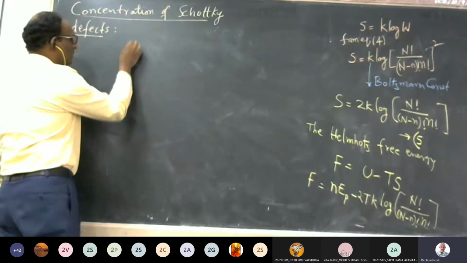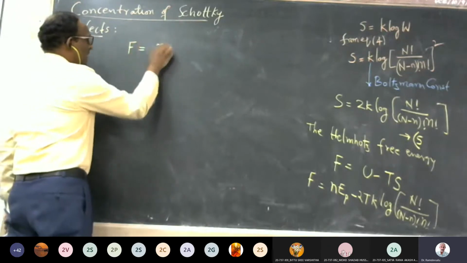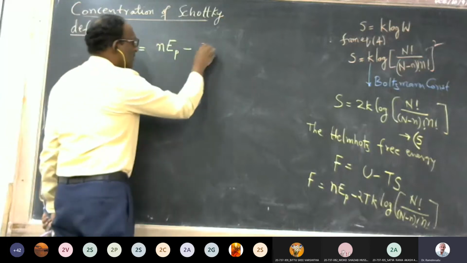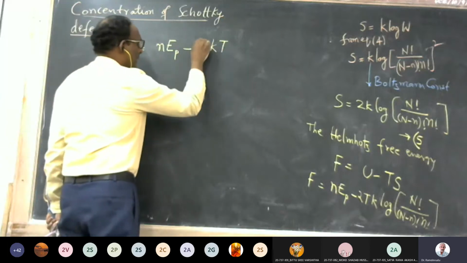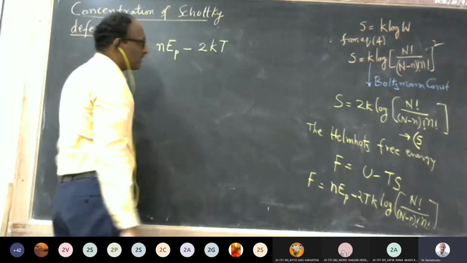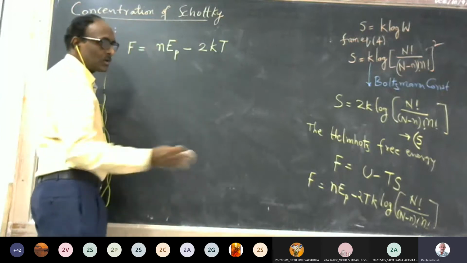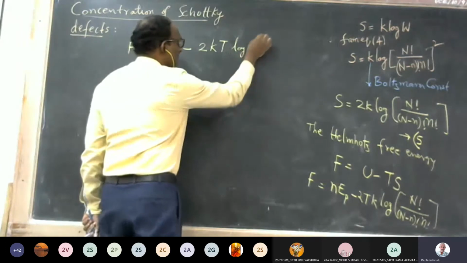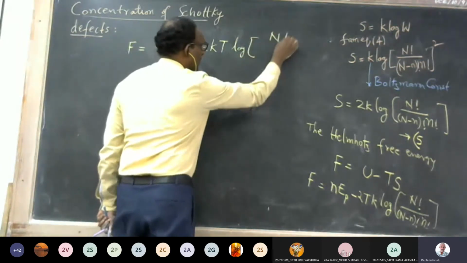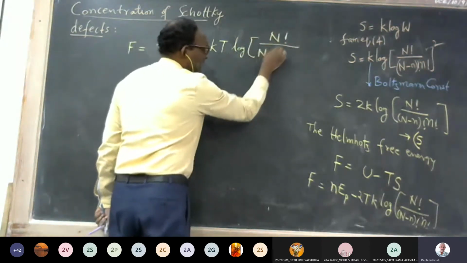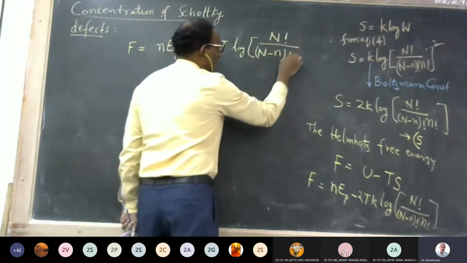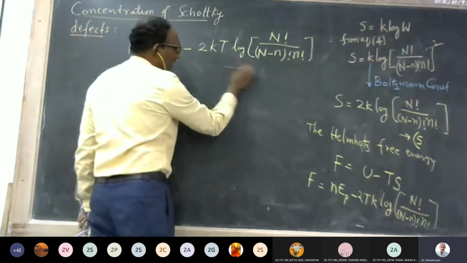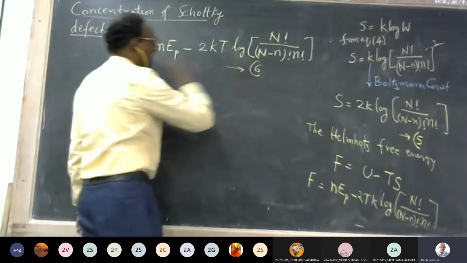So F is equal to n_i E, that is the internal energy, minus 2kT, where k is the Boltzmann constant, T is the temperature at which you are calculating this, times log of n factorial by (n minus n_i) factorial into n_i factorial. The same equation I have written here, and I call this equation number 6.